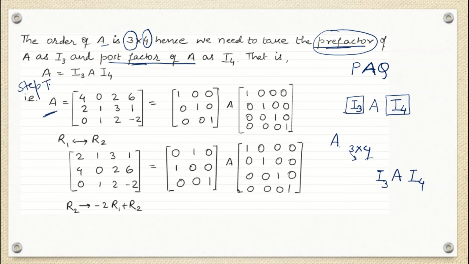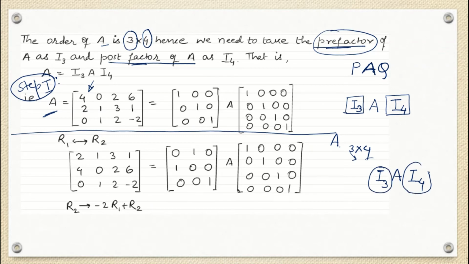Step number 1 says to put the matrix in this specific arrangement. This is the matrix which is given to me, this is A, and then this is my I3. We have discussed in almost all classes what the identity matrices are. So this is my identity matrix of order 3.